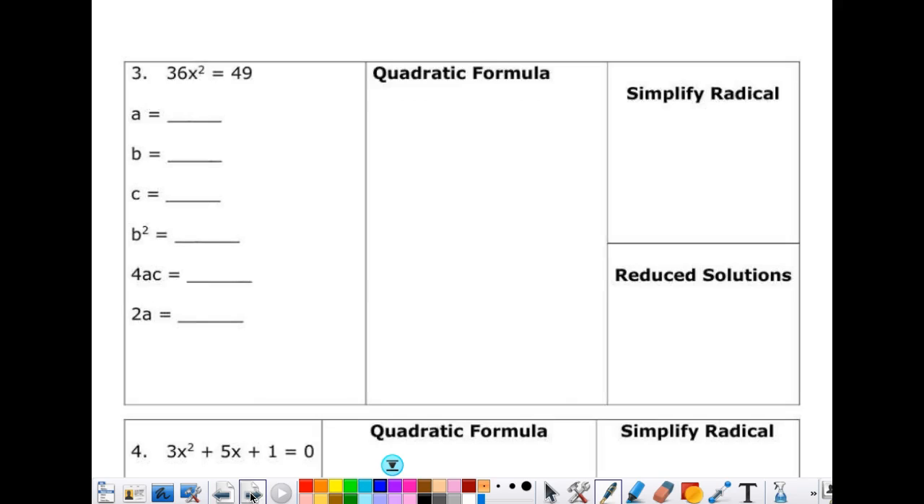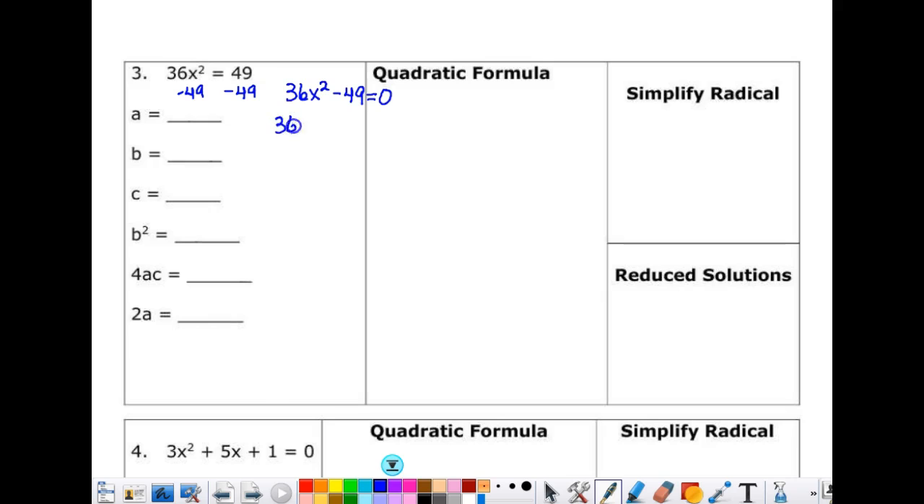Maybe? Okay. So this one, well, that one looks a little funny. So we need to make it look like it's in standard form. That means everything needs to be on one side, and it needs to be set equal to 0. 36x squared minus 49 equals 0. Well, we're going to have to find the a, the b, and the c.